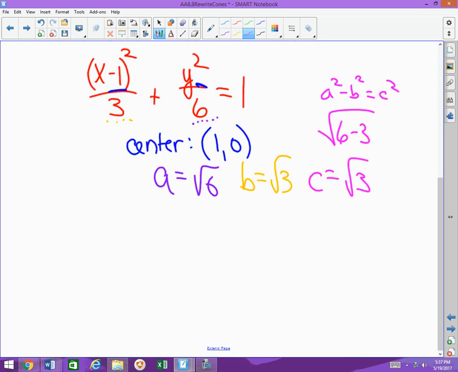If we were to sketch a graph of this, we would have 1, 0 as our center. The value of a is the square root of 6, which means it's 2 point something in the up and down direction, and the square root of 3 left and right, which is 1 point something. And there's your ellipse, and those values would be in there somewhere.